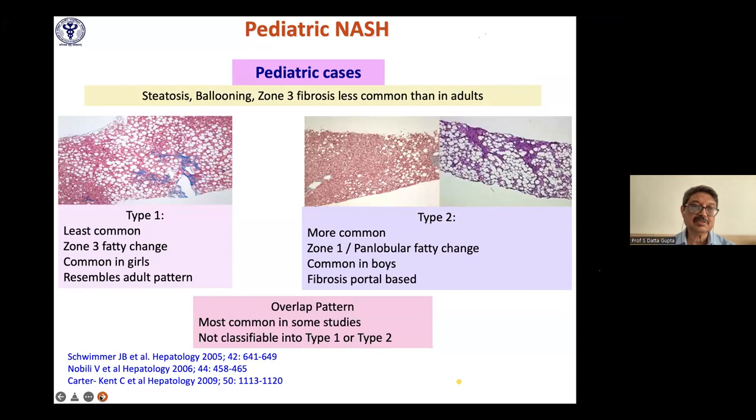So in pediatric cases, it can resemble the adult, or it can have a separate connotation. Type 1 is less common: zone 3 fatty change, common in girls, resembles adults. This other type is more common in boys, where there is zone 1 fatty change. Fibrosis is portal. You can get less.